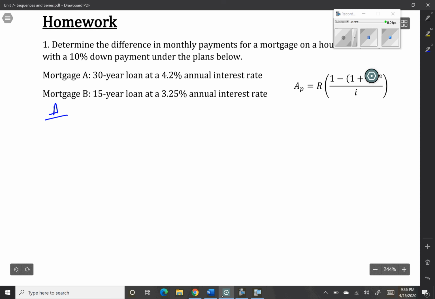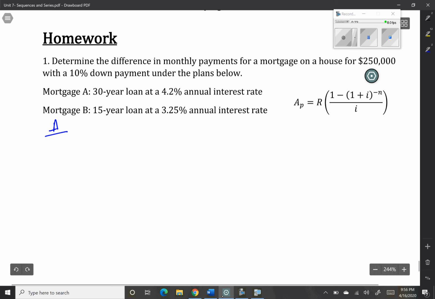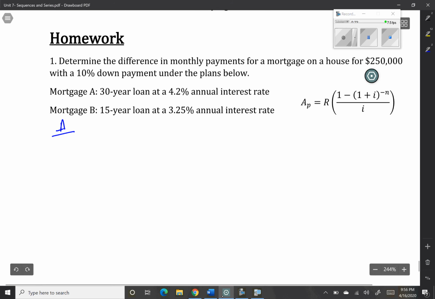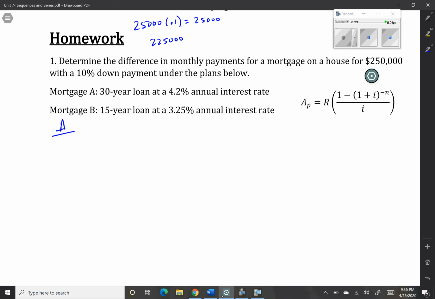Mortgage A tells us that we are borrowing $250,000, but with a 10% down payment. So if I do 250,000 times 0.1, that's going to be $25,000. So we're going to borrow $225,000. Both loans are going to be the same borrow amount. So I'm going to borrow $225,000.